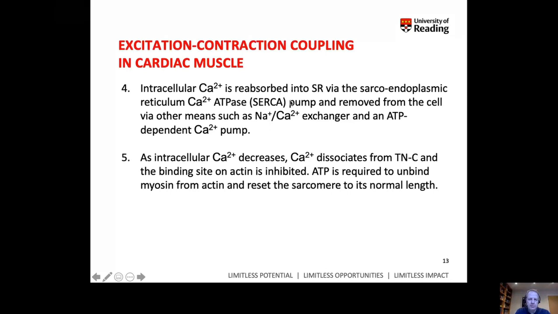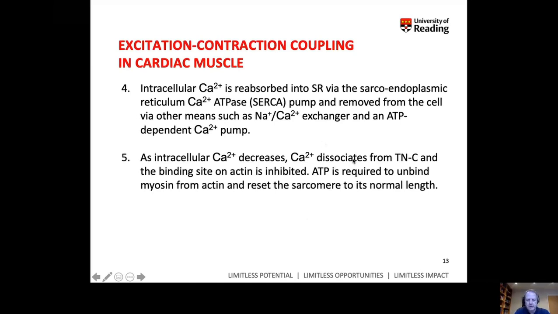Intracellular calcium is reabsorbed, again, using this protein that we mentioned before in skeletal muscle, the SERCA pump, the sarco-endoplasmic reticulum calcium ATPase. We also, in the heart, use a sodium calcium exchanger and an ATP dependent calcium pump. Probably again, as described for skeletal muscle, as intracellular calcium decreases, calcium dissociates from troponin C, and the binding site on actin is inhibited. So look back again at that sliding filament model. It pertains equally to the cardiac system as it does to skeletal muscle.